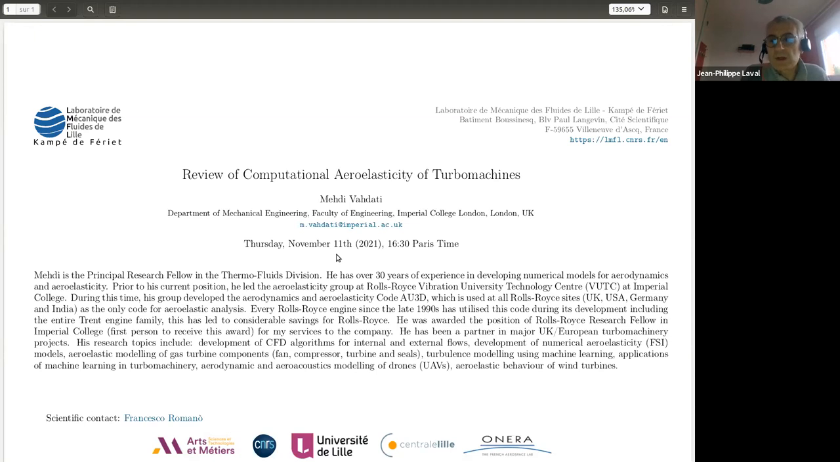He has been a partner in major UK and European turbomachinery projects. His research topics include development of CFD algorithms for internal and external flows, development of numerical aeroelasticity models, aeroelastic modeling of gas turbine components, fan, compressor, turbine, and seals, turbulence modeling using machine learning, application of machine learning in turbomachinery, aerodynamics and aeroacoustics modeling of drones, aeroelastic behavior of wind turbine, and many others.